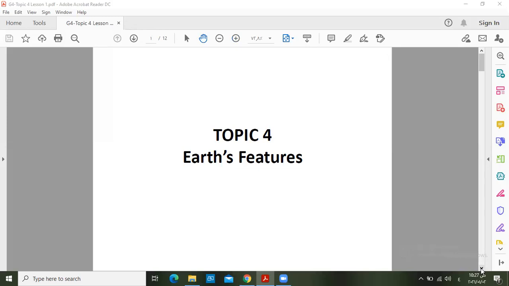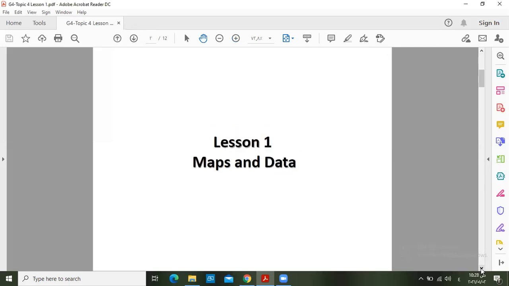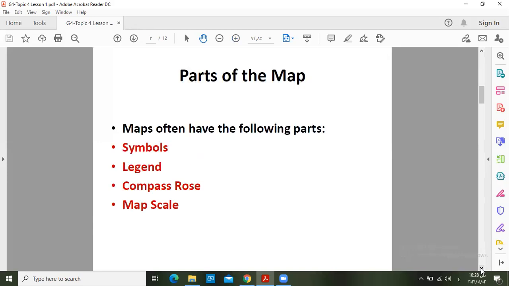طيب, topic 4. As you know, we just take one lesson from topic 4, that is lesson 1, maps and data. In this lesson there are two important things. You have to know the elements or the parts of the map and also the types of maps. Parts of the map: there are 4 parts for the map: symbols, legend, compass rose, and map scale. These are the elements or the parts of the map. Any type of map must contain these things: symbols, legend, compass rose, and the map scale.